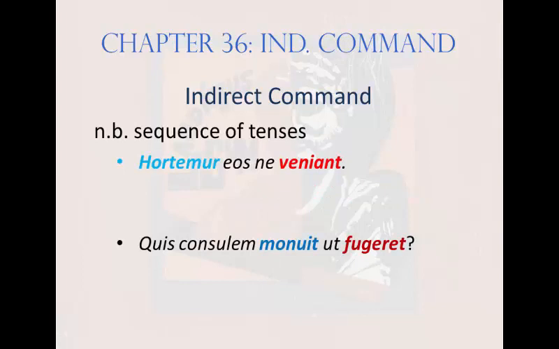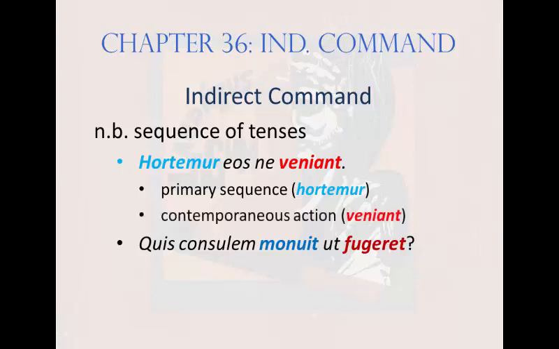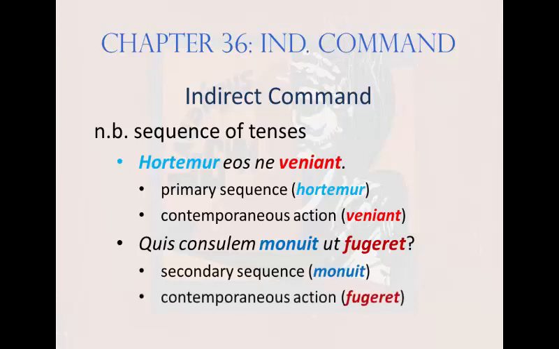Note the tenses of the subjunctive in these examples. These clauses follow sequence of tenses. In the first example, hortemur is present. That's primary sequence. Thus, a subjunctive verb showing contemporaneous action will have to be present as well, veniant. In the second example, monuit is perfect, secondary sequence. So fugeret needs to be imperfect to show contemporaneous action.